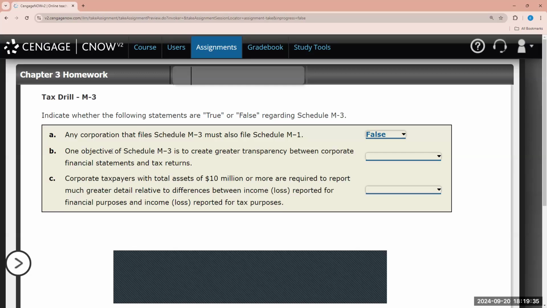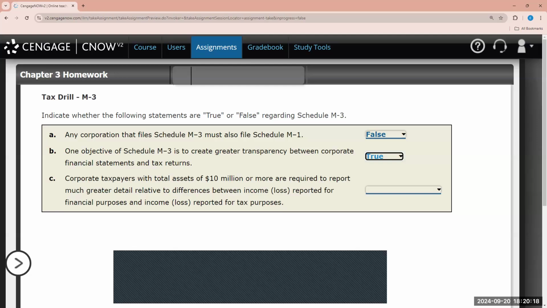So B states, one objective of Schedule M3 is to create greater transparency between corporate financial statements and tax returns. This is true. So as just discussed, Schedule M3 is basically a response in part to a lot of the financial reporting scandals that took place. So there was Enron, there was WorldCom, there was a lot of fraud that took place. And unfortunately, they had the Sarbanes-Oxley Act, and there were a lot of things that were put in place to hopefully prevent or deter these types of massive frauds in the financial world from taking place again.